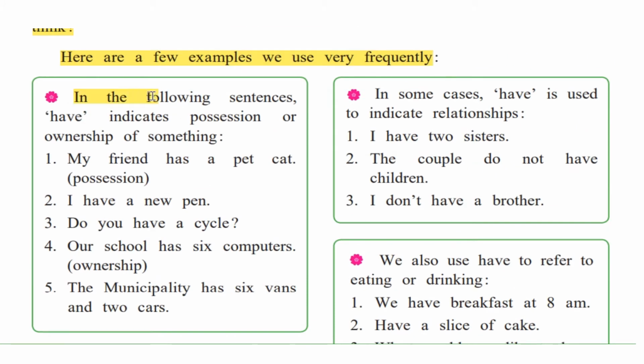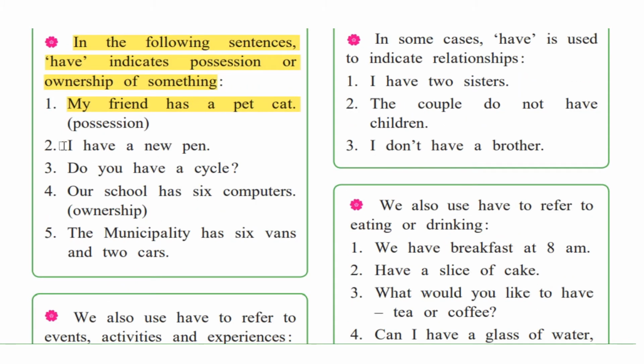First one, in the following sentences, have indicates possession or ownership of something. Now, for example, my friend has a pet cat. So this shows possession. That is, my friend has a pet cat. So the pet cat belongs to my friend. I have a new pen. So here the new pen belongs to me. So I say I have a new pen.